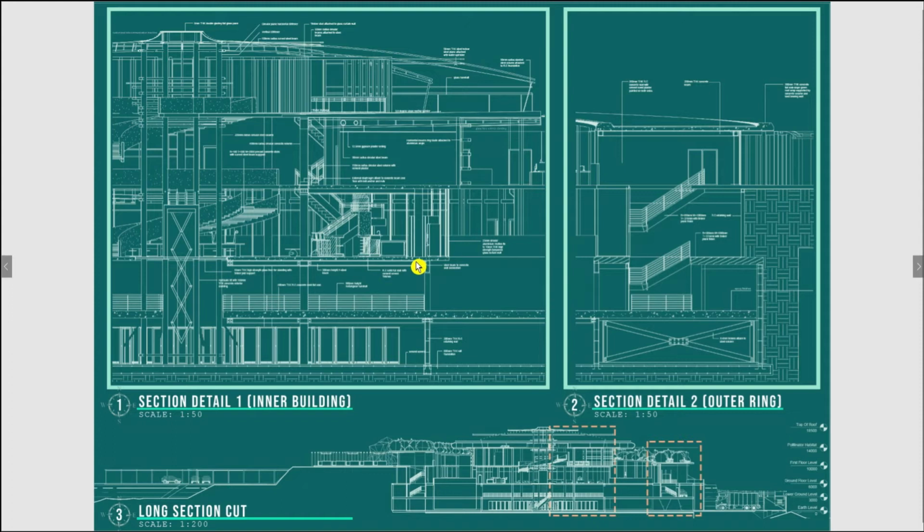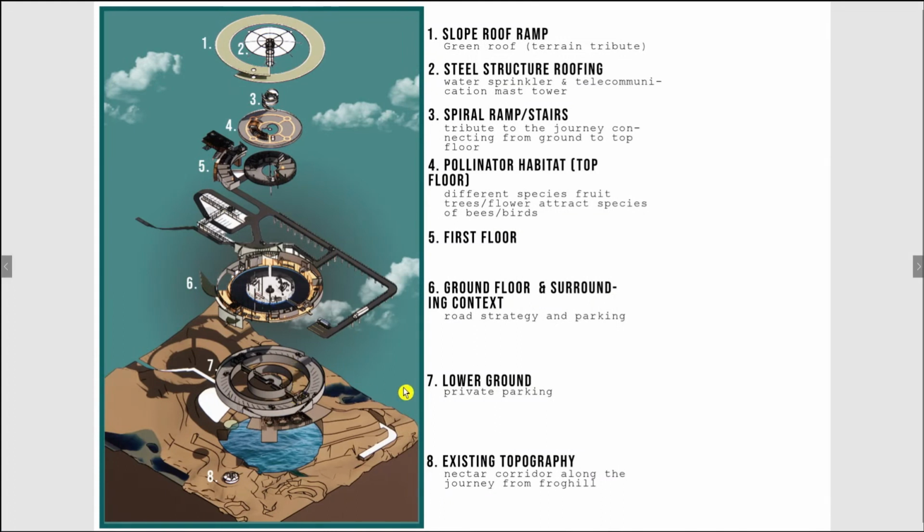So this would be some section detail and long section cut of the building. So this is the exploded axonometric elements of the building. So the sloped green roof ramp is a tribute to the journey of Frog Hill, which filled with bushes, and it connects the building from lower terrain to upper terrain, which completes the circle. So the spiral ramp in the middle is the tribute to the journey which connect from ground floor to top floor.